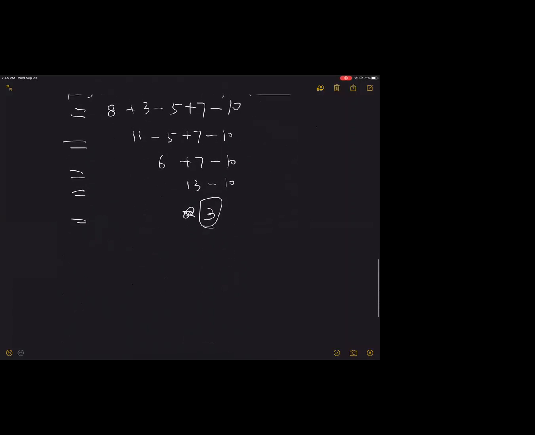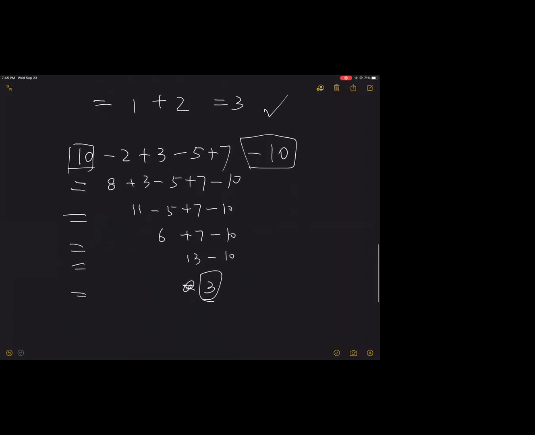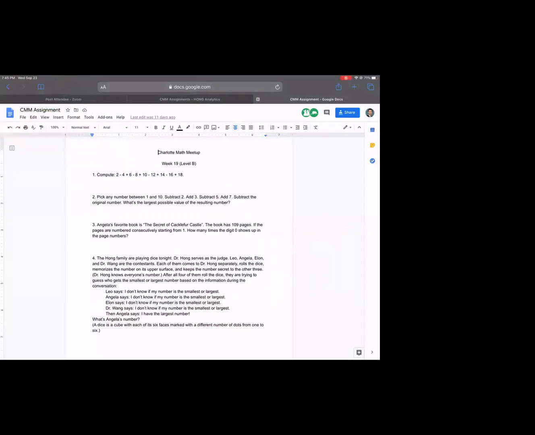Okay. Any question about this problem? If no, let's move on to the third one. Okay, it's about a book. So Angela's favorite book. Who got this one? Let's see. Hannah, right? Hannah? You can unmute yourself.